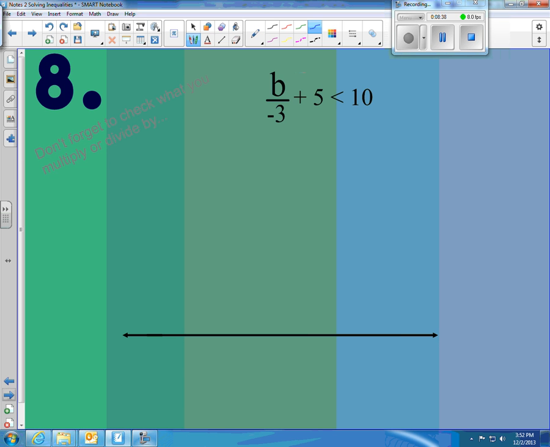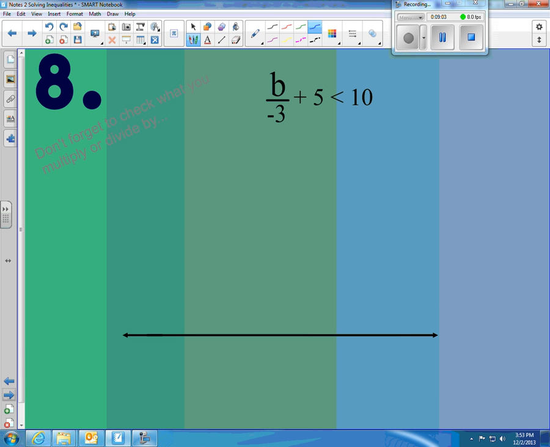Okay. Then we're going to actually do problem 8 together because 8 seems to trip people up with that b divided by negative 3. So we're going to follow our steps again. It says simplify each side of the equation or equal sign by distributing and combining like terms. We don't have anything to distribute. We don't have anything to combine. Step 2, gather the variables to one side of the inequality sign. Hey, that's done for us too.